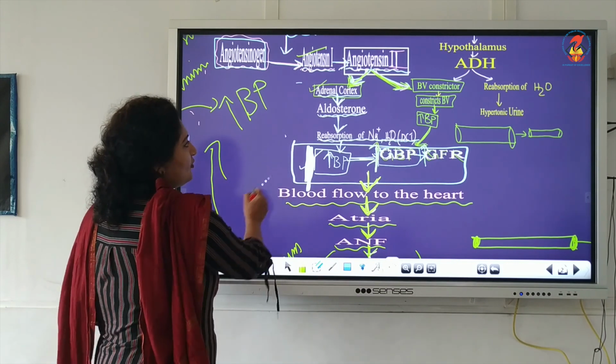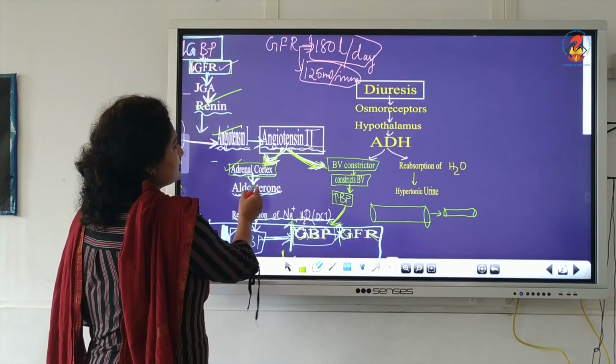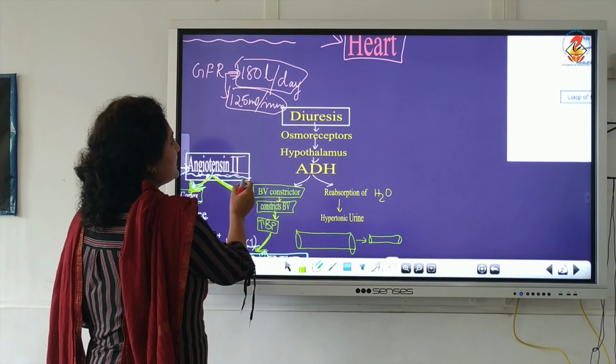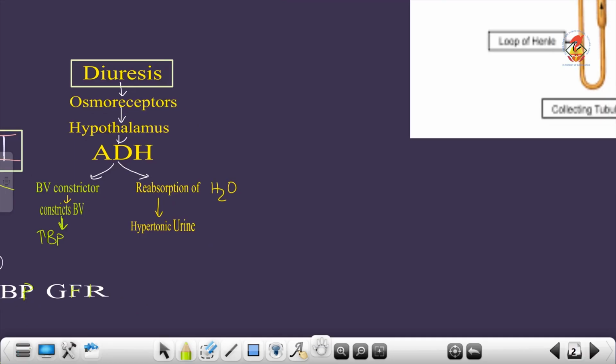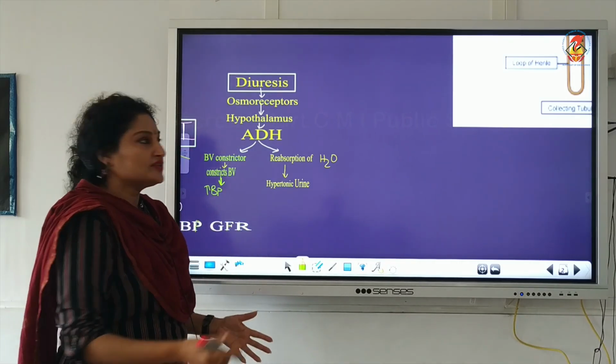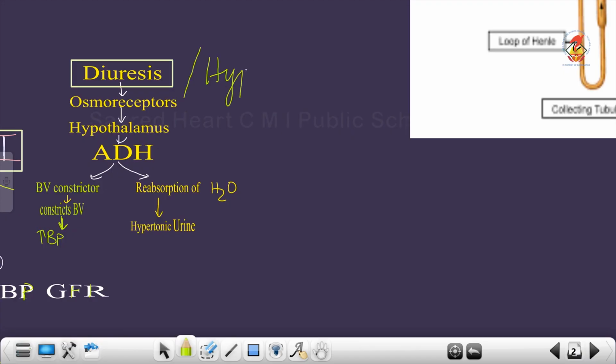Okay. Now moving on to the role of the hypothalamus. Finally, let's check the role of the hypothalamus. Now, the initiator here is diuresis. What is diuresis? Excess loss of water via urine, or hypotonic urine. In simple terms, hypotonic urine. We cannot afford to lose so much water in the form of urine, so that water should be conserved. Diuresis cannot be allowed, so there's a mechanism.